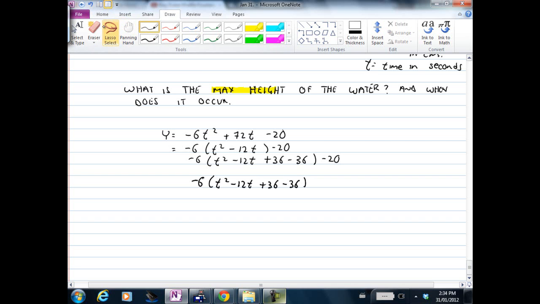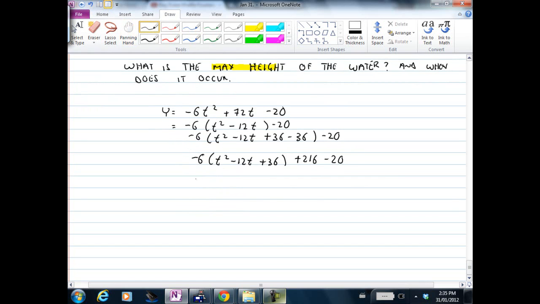Oops, sorry. What am I doing? Plus 216 minus 20. Okay. Now I'm going to simplify and use my shortcut technique. Negative 6 times (t minus 6) squared plus 196. Some of you got up to here, but you didn't know how to answer the question.